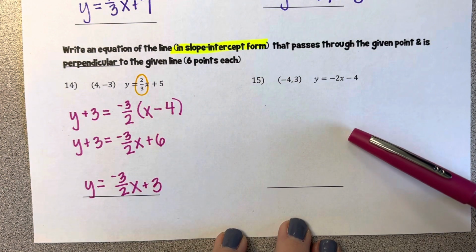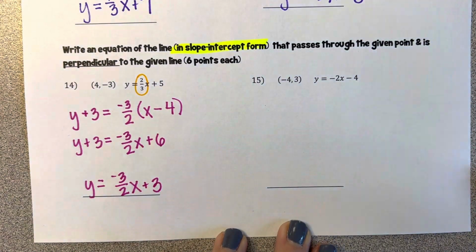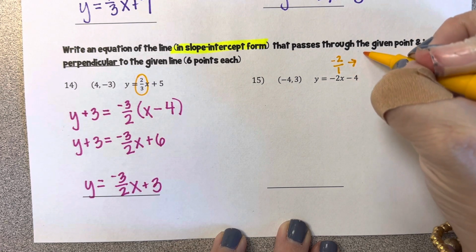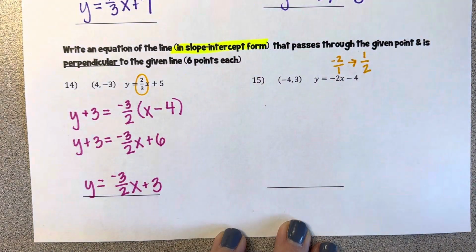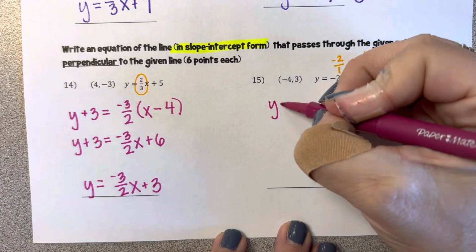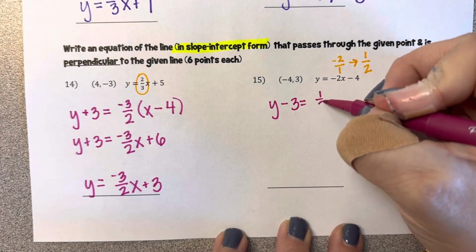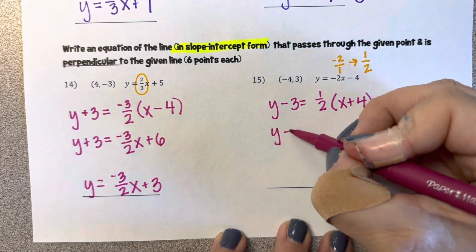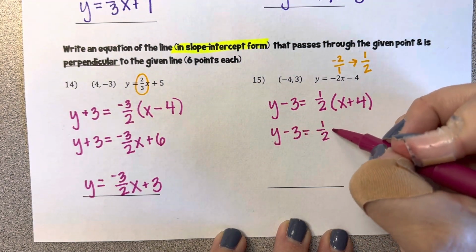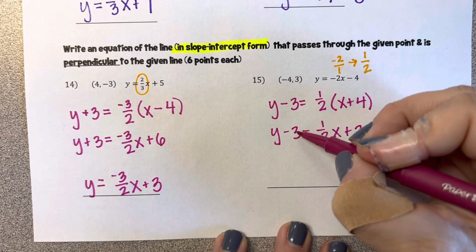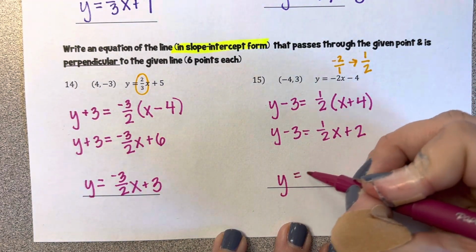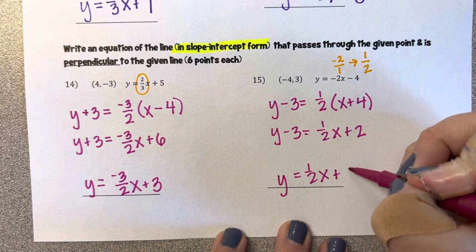Same process over here. If this slope is negative 2, that's like negative 2 over 1, that means I want my slope to be positive 1 over 2. So y minus 3 equals 1/2 times x plus 4. So y minus 3 equals 1/2 x plus 2. I need to get rid of this subtracting 3 by adding it to both sides. So y would equal 1/2 x plus 5.